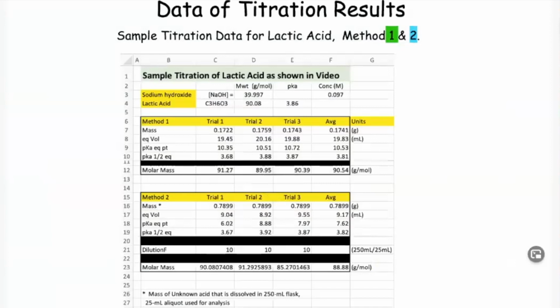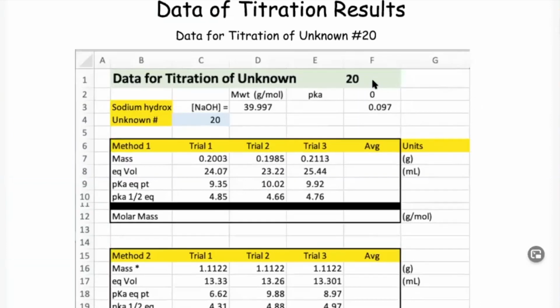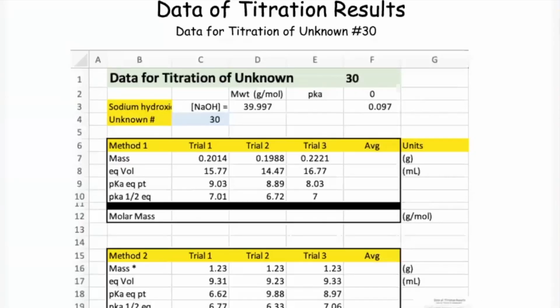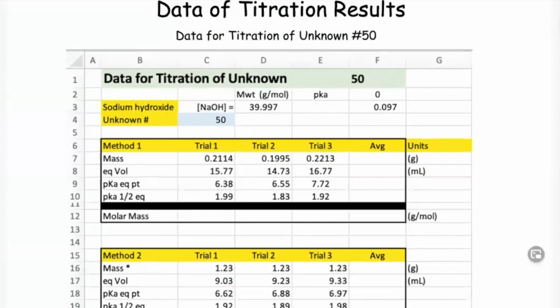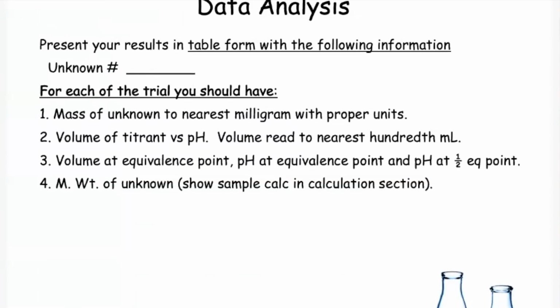And then if you move on, this right here is the data for lactic acid. So this is what the data will look like so that you can see how the calculation is done. And then this right here is the data for the different unknown. This is unknown number 10. This is unknown number 20 and 30 and 40 and 50. Why are there 5 unknowns? Because one of these is going to be assigned to you. So this is just the PowerPoint that you should review for this.